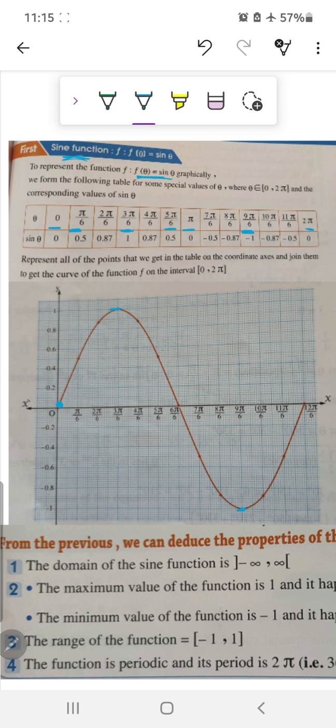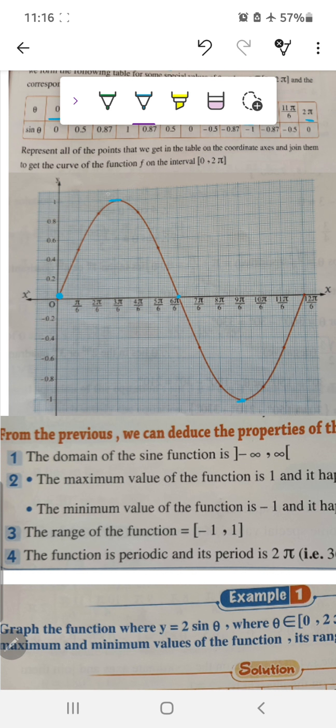Okay, what did you notice? The curve intersects the x-axis at pi and 2 pi, and if you double the graph it intersects at 2 pi and 4 pi and so on. Okay, so first you must know sine theta starts from 0. We have here a maximum value which is 1, a minimum value which is -1. Okay, and the domain here is the interval from 0 to 2 pi, 0 to 360.